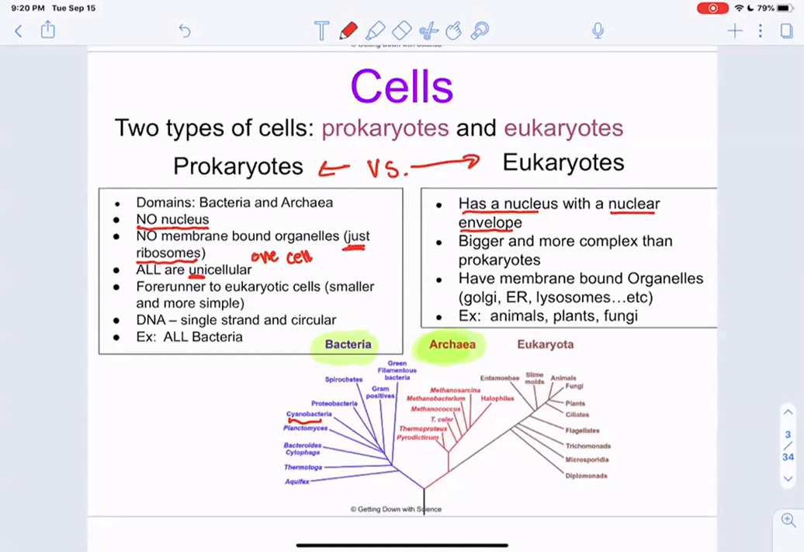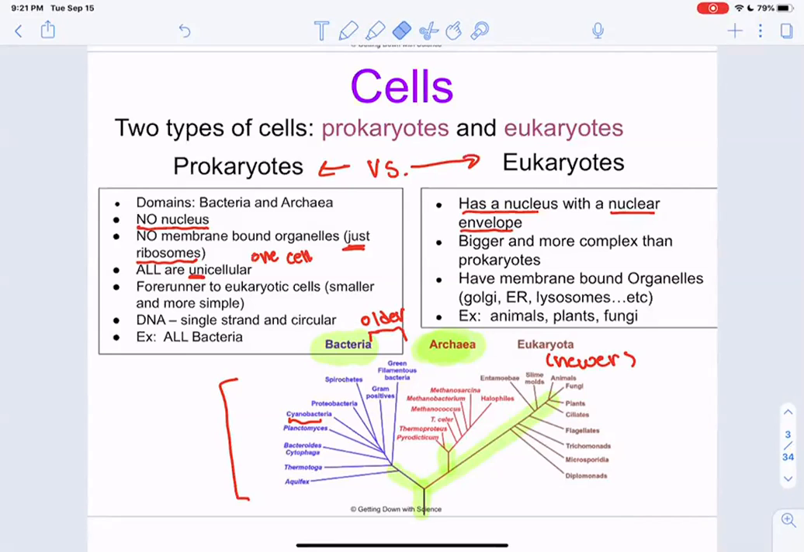And these came before. Prokaryotes are evolutionarily older than eukaryotes. If we look at this evolutionary tree right here, we can see that at some point eukaryotes, this branch right here, branched off from prokaryotes, and archaea branched off from eukarya as well. And so we can see that archaea and bacteria are older. Eukarya are newer evolutionarily.